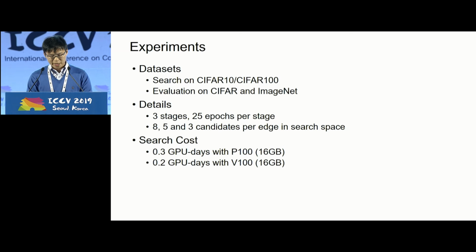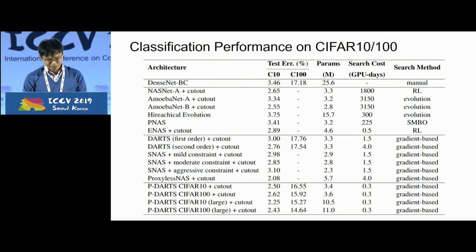We search architectures on CIFAR 10, CIFAR 100, and evaluate the discovered architecture on CIFAR 10, CIFAR 100, and ImageNet. The search process is split into 3 stages and with 25 epochs in each. The depths of the 3 stages are 5, 11, and 17, and the number of operators on each edge are 8, 5, and 3. The search cost is around 7 hours on a single P100.